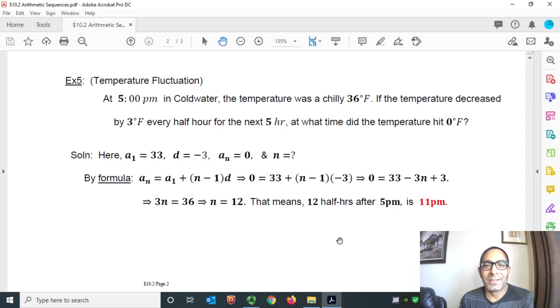Now we finish the arithmetic sequence. In the next class we will cover geometric sequences.